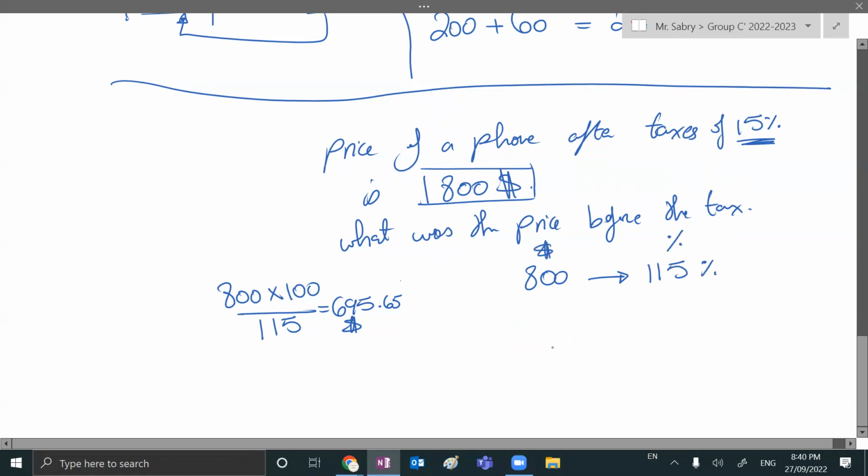Now I want to know the original price before the taxes, which is considered to be 100%. So what was the original price? I'll just cross multiply. I'll do 800 multiplied by 100 and then divided by the third number. This is how the cross multiplication works: the two numbers multiplied by each other, and then divided by the third. Please ask. This one is extremely important. Any problems here?